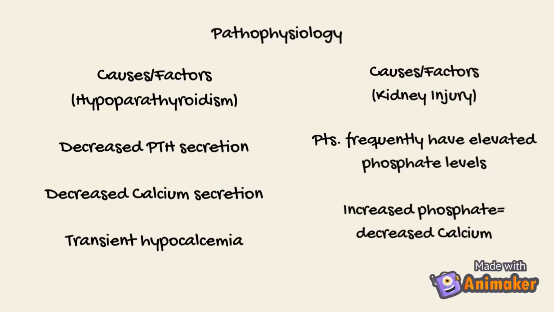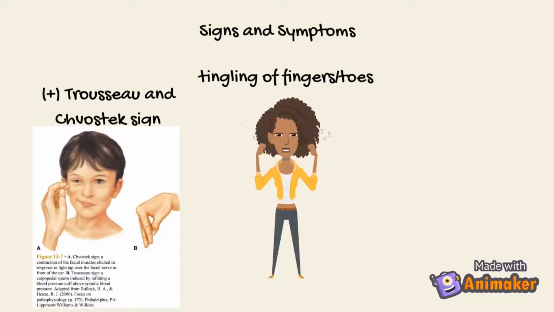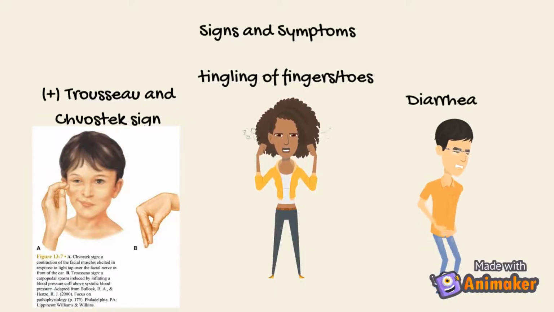The pathophysiology. For hypoparathyroidism, there is decreased parathyroid hormone secretion, which could result in decreased calcium secretion and may lead to transient hypocalcemia. Another is kidney injury, because patients frequently have elevated phosphate levels, and if there is increased phosphate, there is decreased calcium. The signs and symptoms include positive Trousseau and Chvostek sign, tingling of fingers and toes, diarrhea.